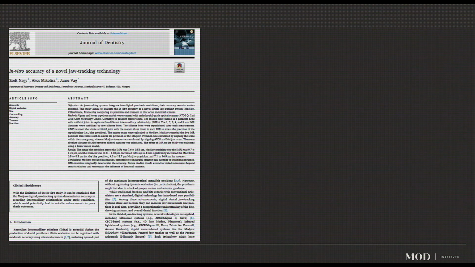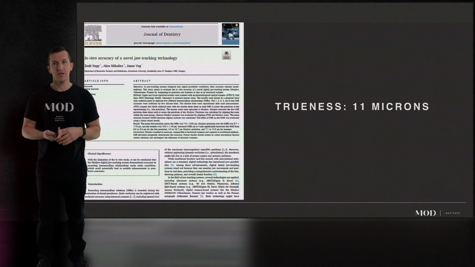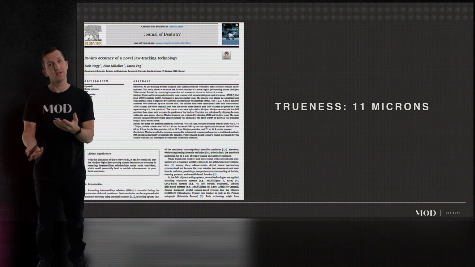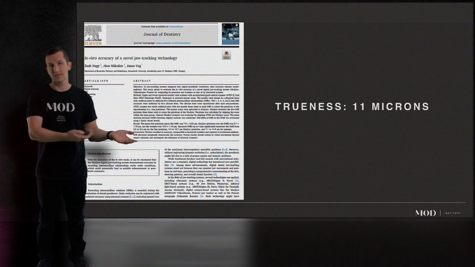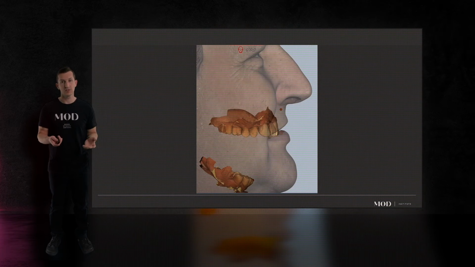And so when looking at a recent study, we find that the level of accuracy is very striking. This particular study found that for trueness, the Module system was accurate down to 11 microns. So more than 10 times more accurate than analog articulator systems over that year time frame. And what we know is the digital systems don't really get out of calibration, at least for the design software, like analog systems can.